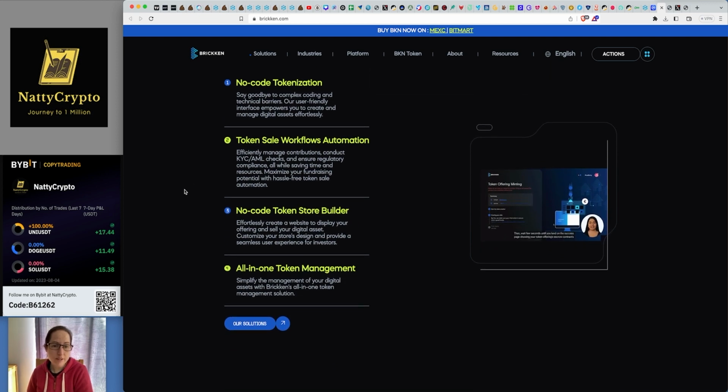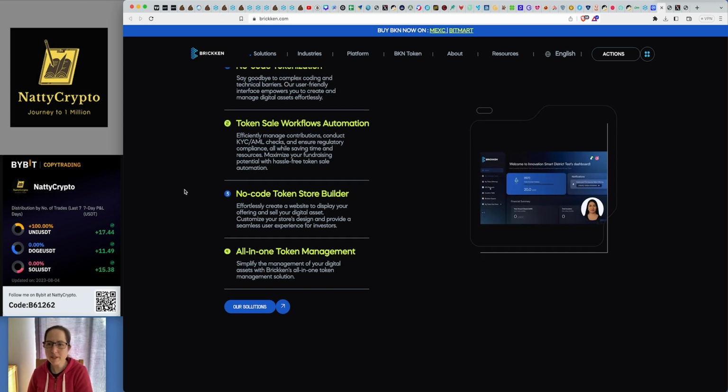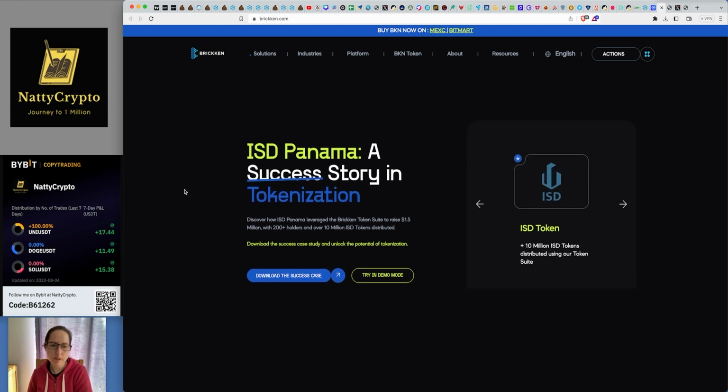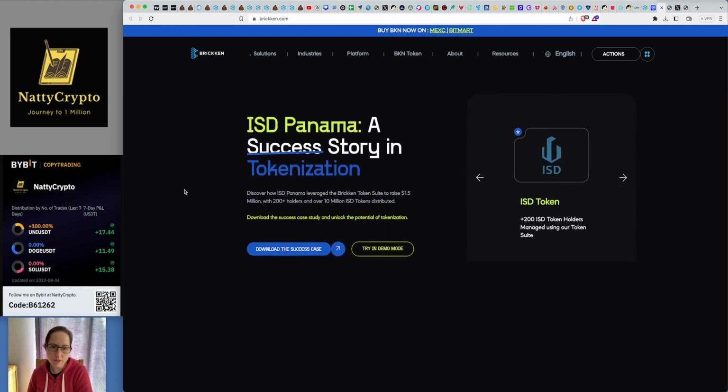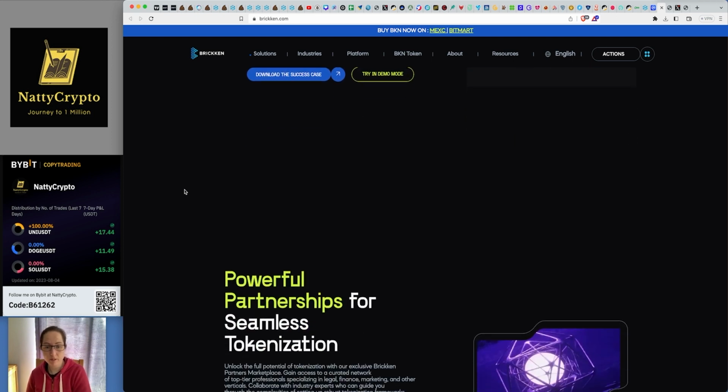No code tokenization, say goodbye to complex coding. That's what we like to hear. Token sale workflows automation, so it kind of makes it easier for you, I guess. ISD Panama, a success story of tokenization. Discover how ISD Panama leveraged the Bricken token suite to raise $1.5 million with 200 plus holders and over 10 million ISD tokens distributed. Sounds good, doesn't it?